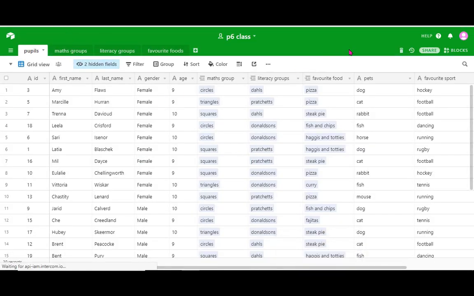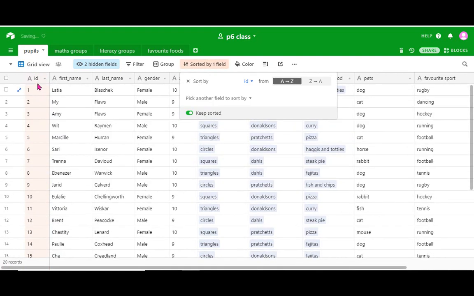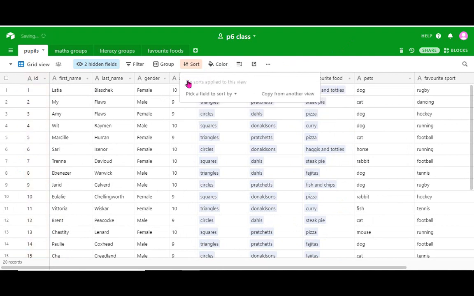So here is my database for my primary 6 class, and you can see I've got a table here. I've got some others, but I'm not going to utilise those at the moment, but I've got a table of pupils. And again, I've got the ID here, which is unique to every record on the table, which is important for understanding in databases. So every single record has a unique number. I could have 2 Latia Blaszeks in my class.